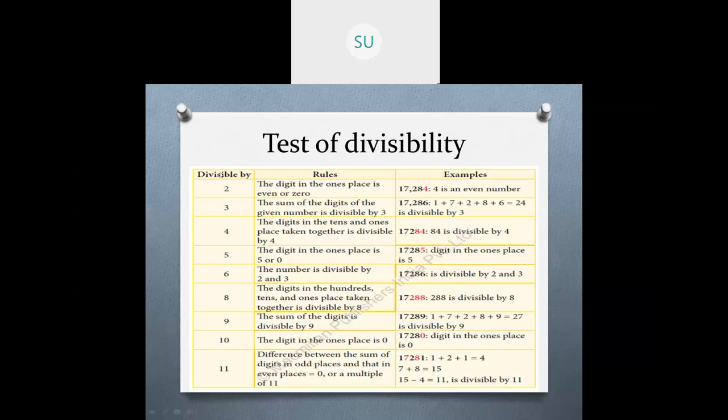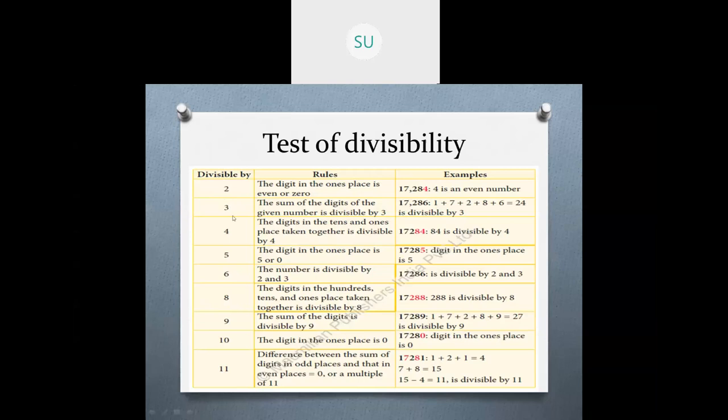So we'll see tests of divisibility for 2, 3, 4, 5, 6, 8, 9, 10 and 11. First of all, 2. To test if a number is divisible by 2, you have to see if the digit in 1's place is even or 0. Here they have given an example, 17,284. Here, 4 is in 1's place. If the digit in 1's place is even or 0, then the number is divisible by 2. Now 4 is an even number, so this entire number 17,284 is divisible by 2. This is the test of divisibility for 2.